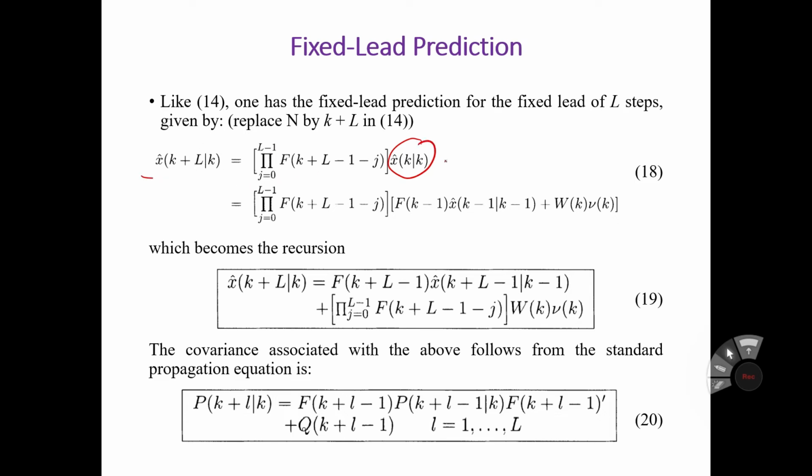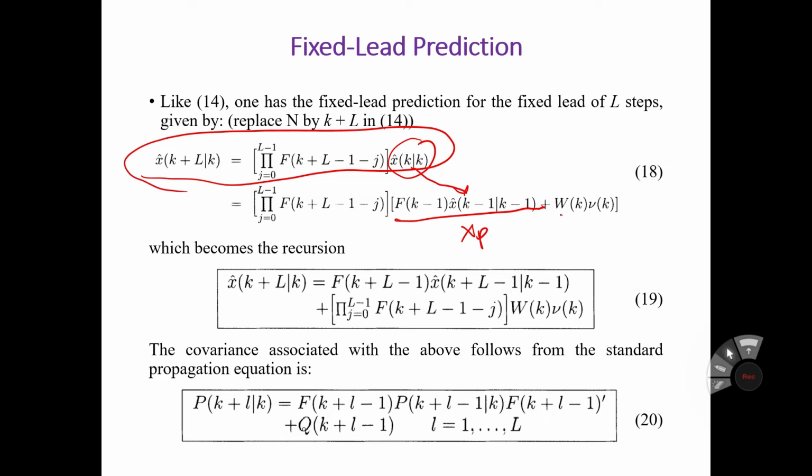Okay, and this is obtained by the Kalman filter. So as you know the Kalman filter, which states that this is the x prediction at time k minus 1 plus the Kalman gain and the residue, and in a similar way the fixed lead transition matrix. Okay, now which becomes the recursion form like this one. This is the same thing but in the recursion form.